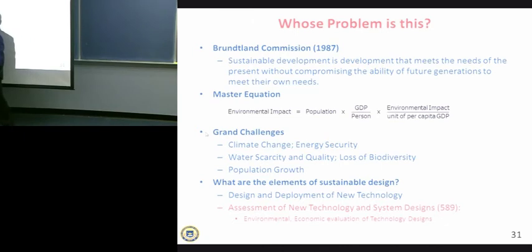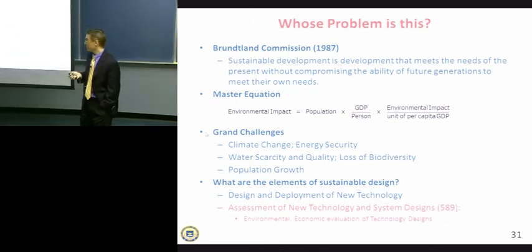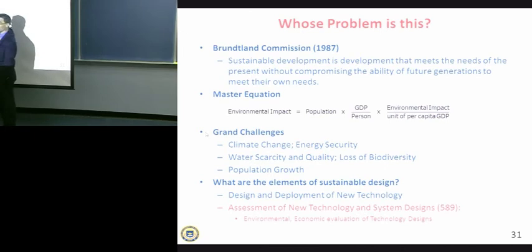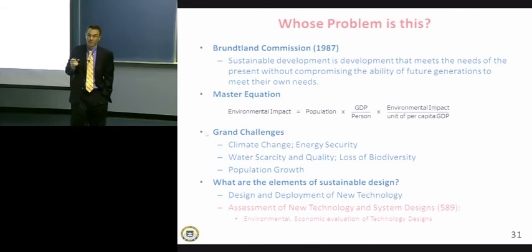So this is a simple equation. There aren't too many equations in this class, and this is the easiest one. Environmental impact equals environmental impact. On the right-hand side, population times gross domestic product per person times the environmental impact per unit GDP. You multiply across, you get environmental impact equals environmental impact.